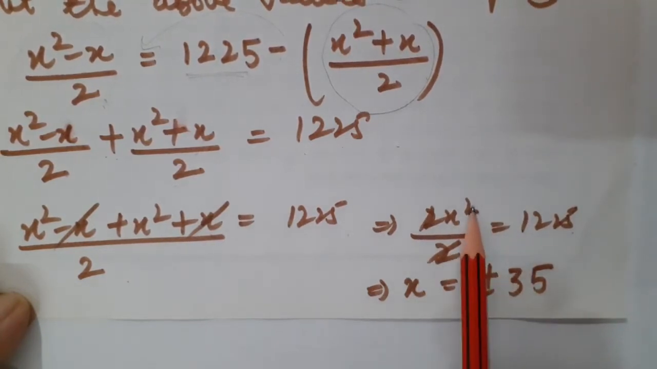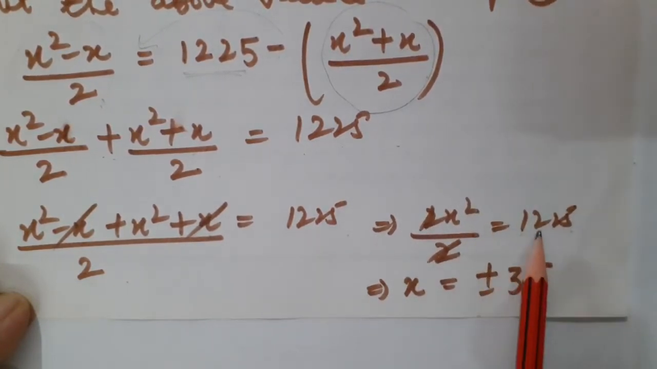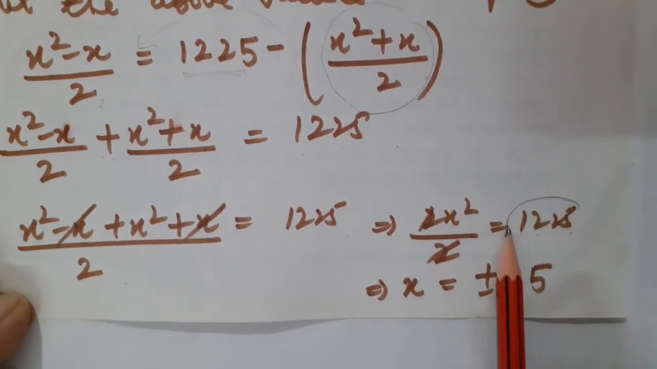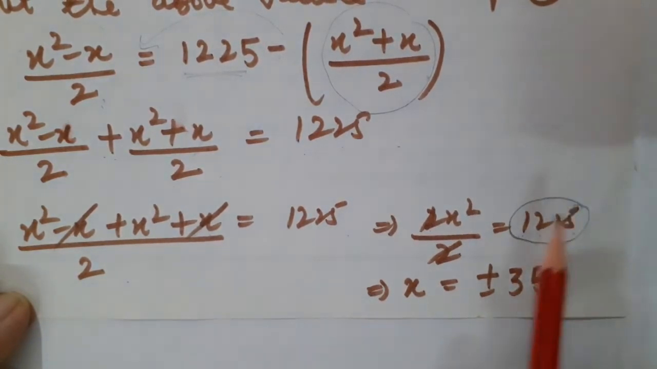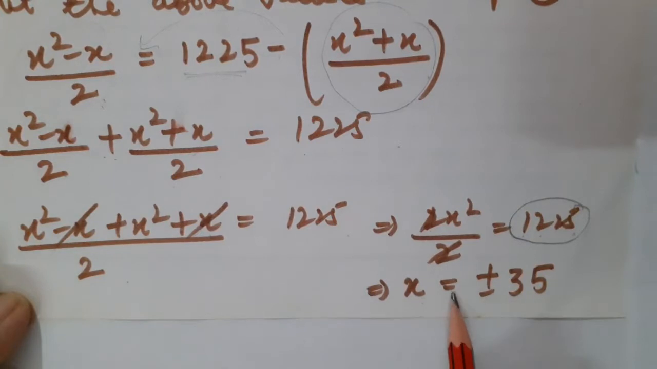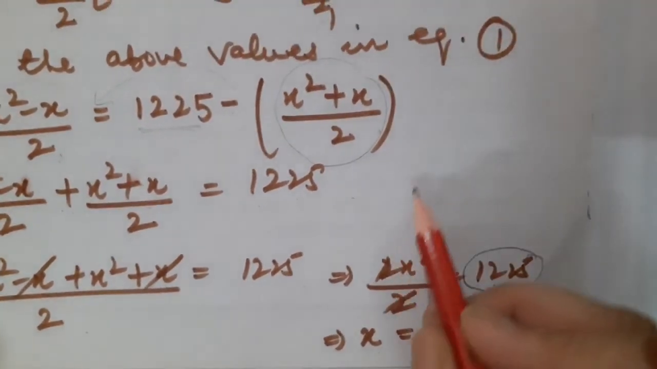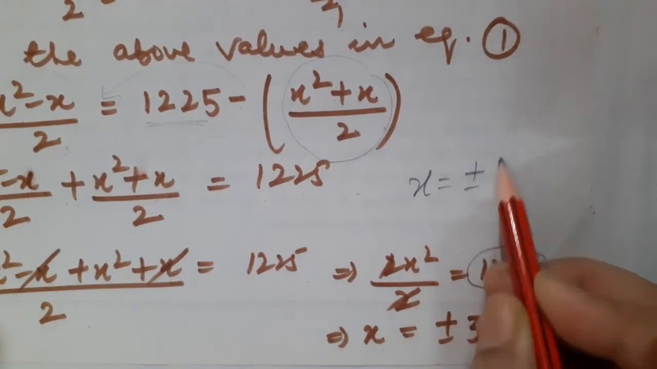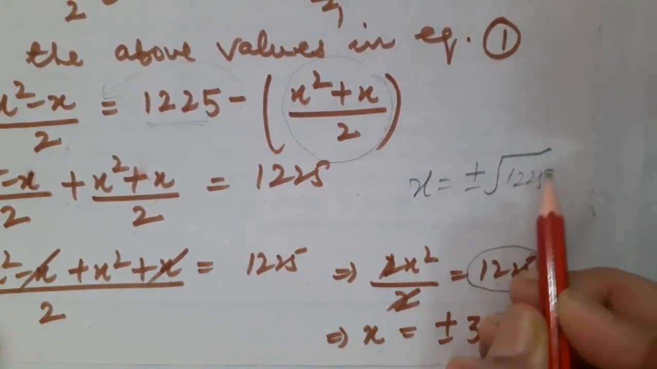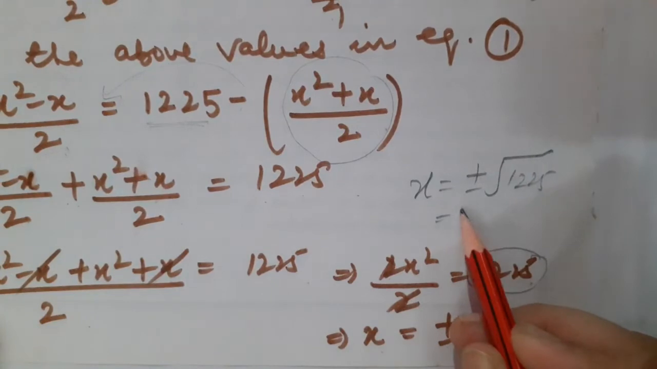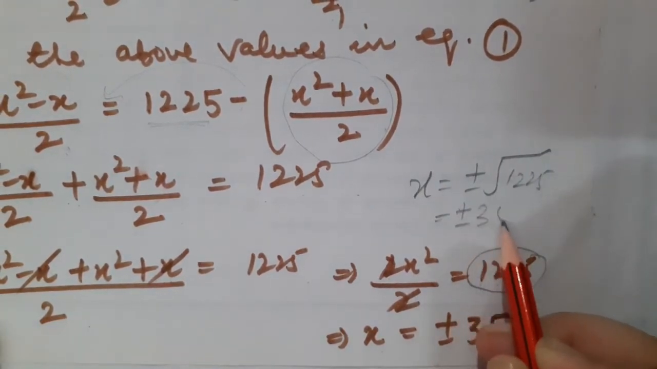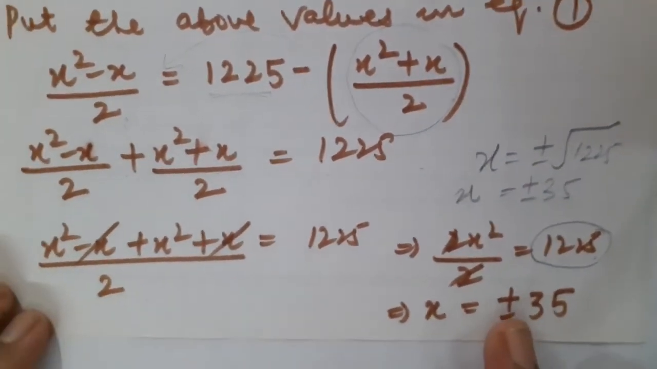So what is x square? It is equal to 1225. Children, this is a perfect square of 35. So what would be x? x is equal to plus minus 35. Correct? You could write it like this also: x is equal to plus minus whole under root 1225. Then you could write plus minus 35. This is the value of x.